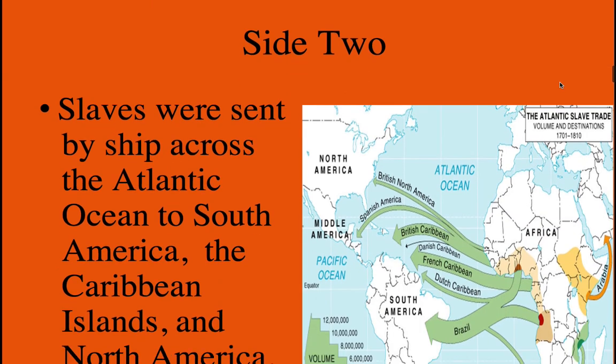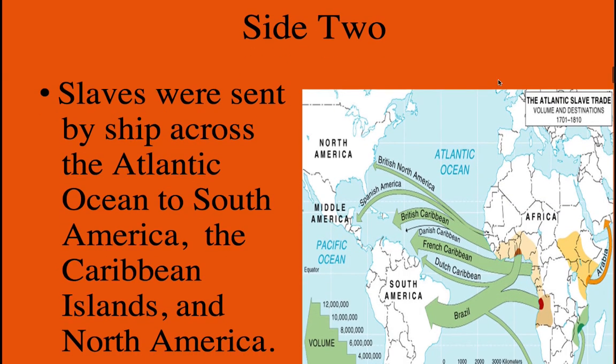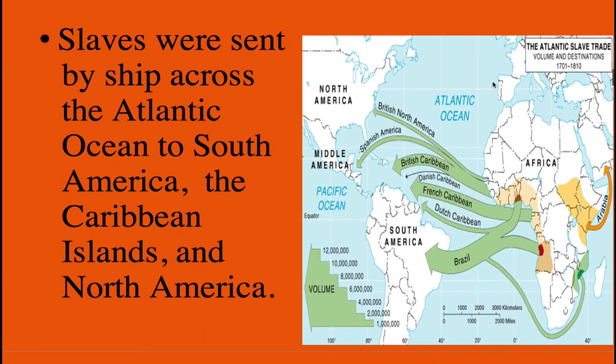Continuing, we look at the second side. I included a nice map. The map shows how the slaves were transferred from different parts of Africa all over to the Americas. We can see slaves going to Brazil, slaves going to the Caribbean islands, slaves going to North America. That's important. A lot of the slaves come from the eastern, coastal parts of Africa.